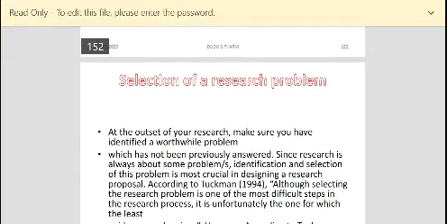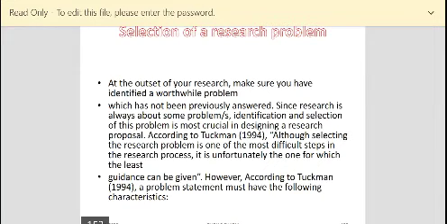Let's see the selection of a research problem. At the outset of your research, make sure you have identified a worthwhile problem. When you go through, you'll identify a worthwhile problem which has not been previously answered. Since research is always about some problems, identification and selection of this problem is most crucial in designing a research proposal. We're going to see what a research proposal is, because I can say briefly, a research proposal is the line or the road to whatever you're going to do, to give the full picture of what you want to acquire.